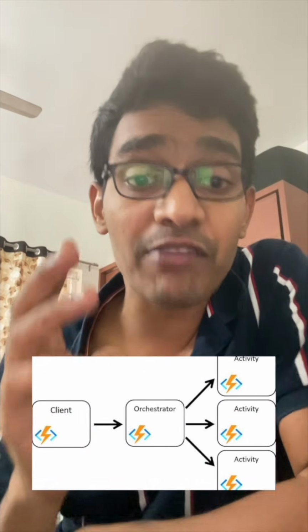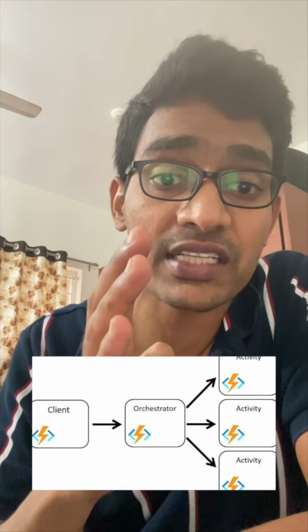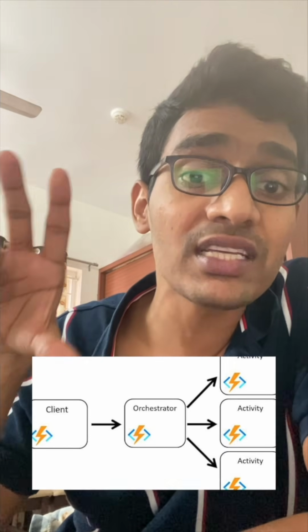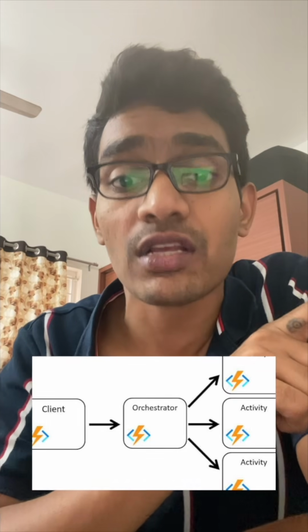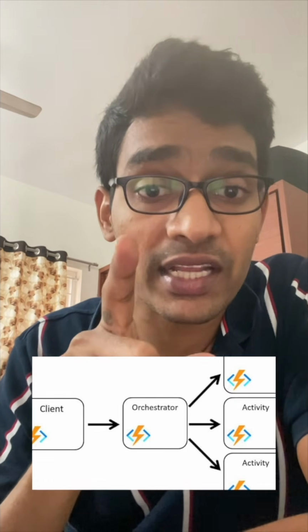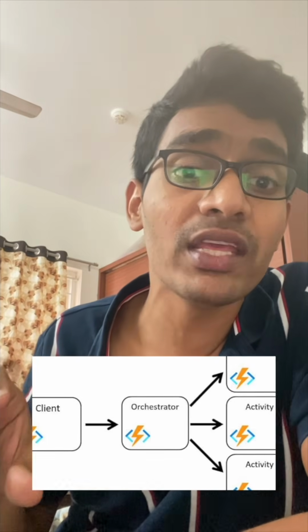Durable Functions. Like in Azure Durable Functions, we have three different Python functions inside. One is a client function, and the middle one is orchestration function, and the last one is an activity function. So when an event happens, the client function executes, and the client function will trigger the orchestration function, and the orchestration function will trigger any number of activity functions.